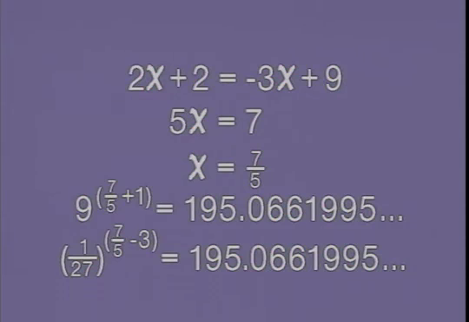We're back to where we were many, many lessons ago, solving a simple linear equation. We want to get the x on one side, so we add 3x to both sides. We subtract 2 from both sides to get the number term on the other side. We have 5x equals 7, and we get x equals 7/5. This leads to an interesting check because 7/5 is a fraction.